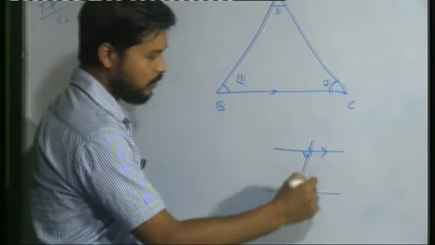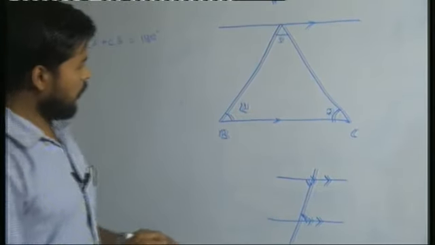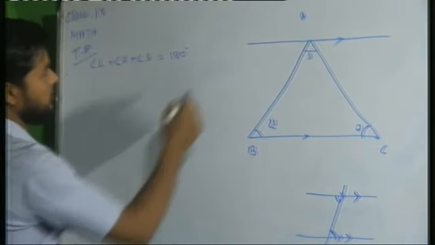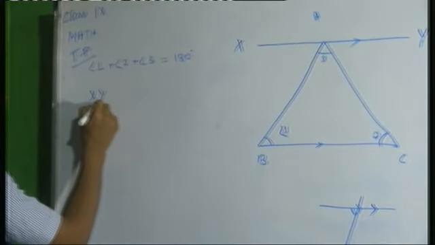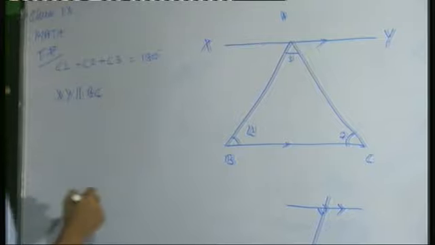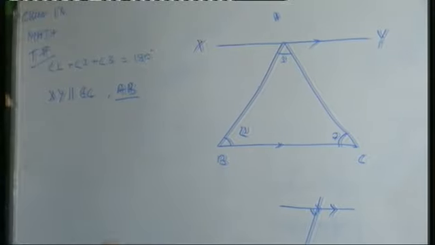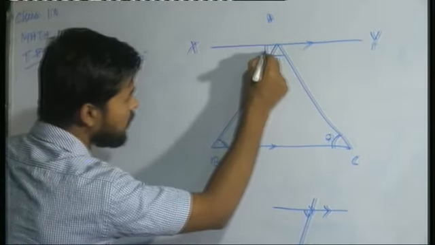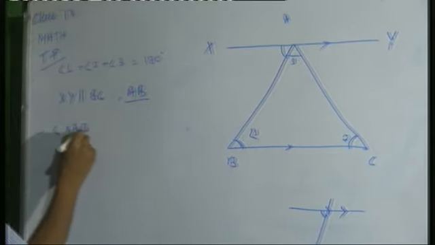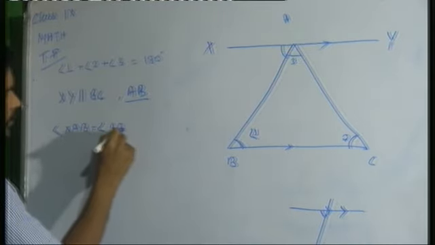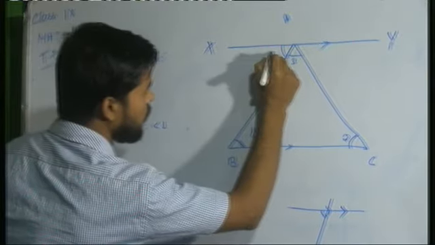And if the lines are parallel to each other, we know that the alternate interior angles are equal. Suppose the line is XY. We can say that the line XY is parallel to BC and AB is the transversal. So this angle and this angle are equal, meaning angle XAB is equal to angle ABC, which is angle 1. So this is also angle 1.